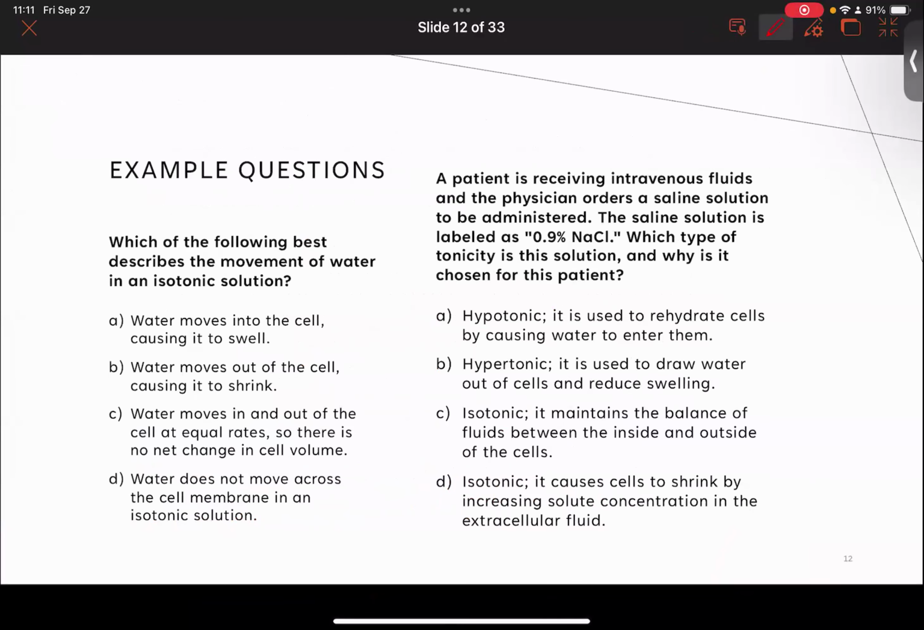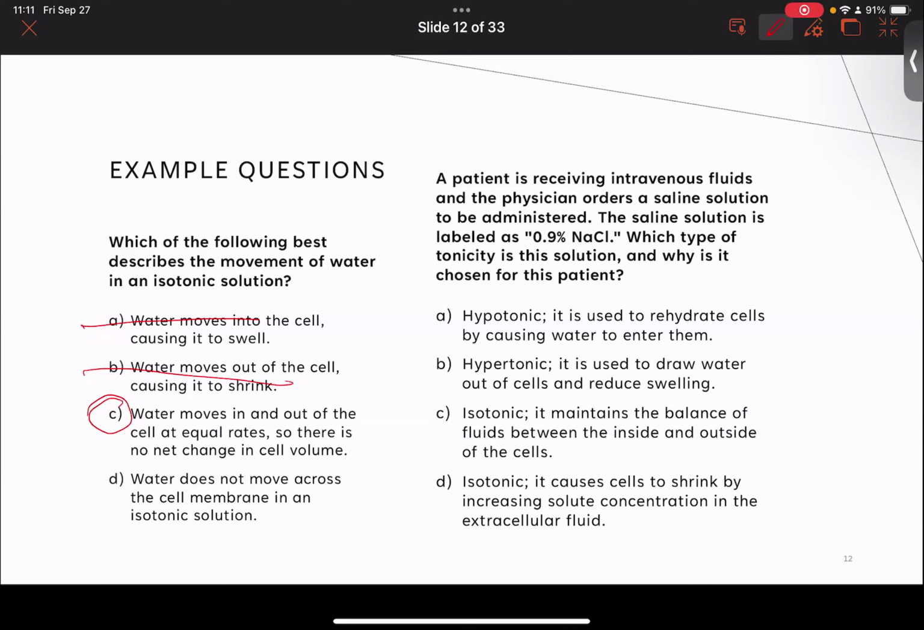All right, so our example question: which of the following best describes the movement of water in an isotonic solution? A: water moves into the cell, causing it to swell. Well, if it's isotonic, we should be talking about equal, right? Iso is referring to equal on both sides. So we're not just moving into the cell. We should be moving across both ways equally, nice stable movement. So it shouldn't be A. B: water moves out of the cell to shrink it. So it shouldn't be B, because those are just one or the other. C: water moves in and out of the cell at equal rates. It's going to be this one, because D says water doesn't move across the membrane.